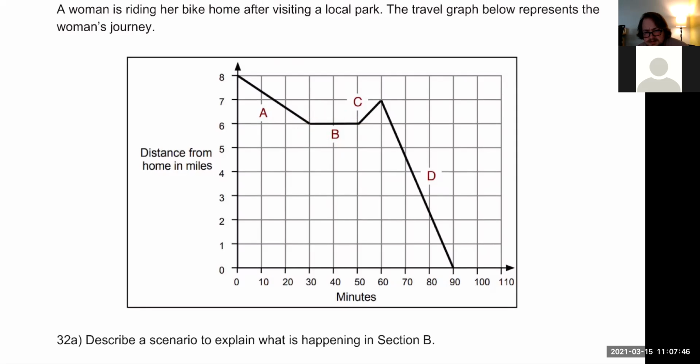40 minutes? Well, B doesn't just go at 40 minutes. B started at 30 minutes into her ride and lasted until 50 minutes into her ride for a total of how many minutes? From 30 to 50? 20 minutes. So for 20 minutes, Leanna, you said that she was standing still. And if you think about it, that's literally what's happening, because what is her distance at 30 minutes from home?